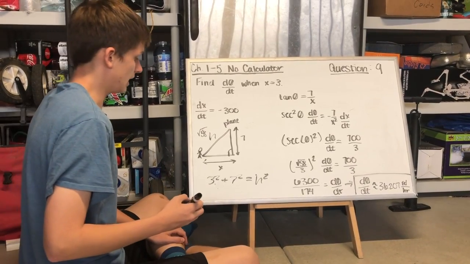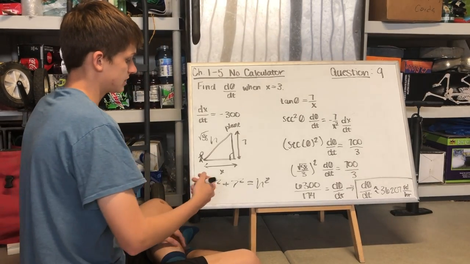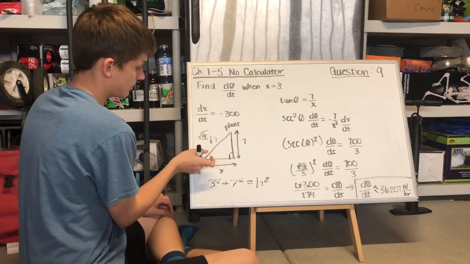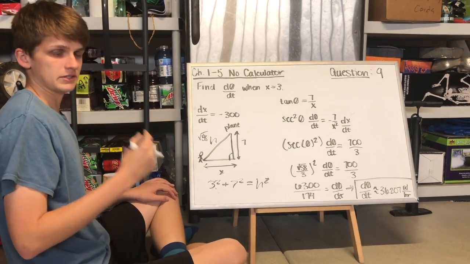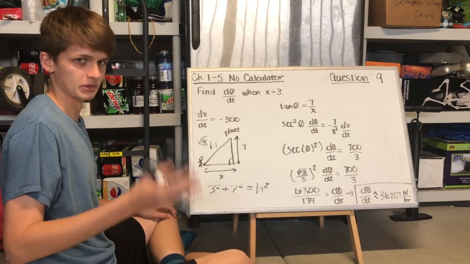And one way to tell that it's positive immediately is since the plane is getting closer, the angle is getting bigger, which means that the angle wouldn't be shrinking, therefore the rate at which the angle changes should not be a negative number.